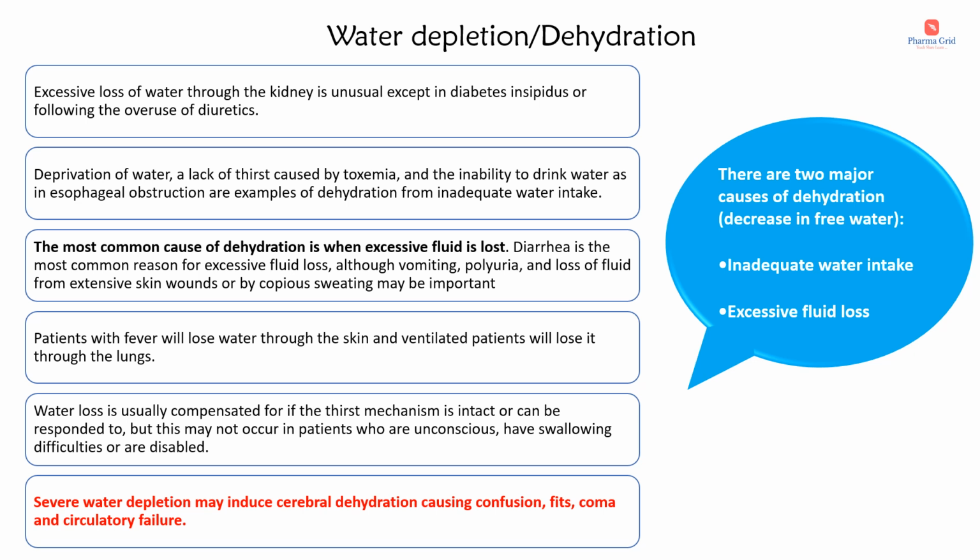Water loss is usually compensated for if the thirst mechanism is intact or can be responded to, but this may not occur in patients who are unconscious and those patients having swallowing difficulties or are disabled. Severe water depletion may induce cerebral dehydration, causing confusion, fits, coma, and circulatory failure. So there are mainly two major causes of dehydration. Dehydration in the sense of decrease in free water, which includes inadequate water intake and excessive fluid loss.